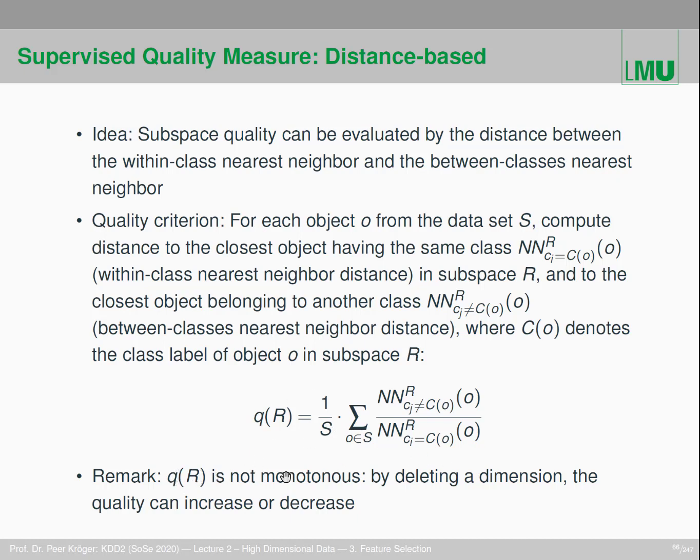This quality measure is not monotonous. By deleting a dimension, the quality can increase or decrease. You can think about that. That's easy to see. So in that case, it's obviously not monotonous. So you can only employ greedy search heuristics here.